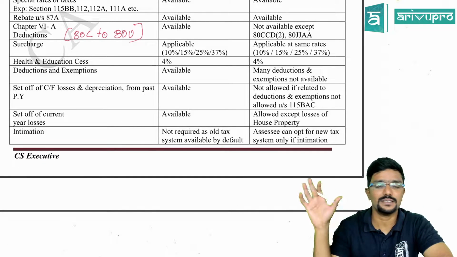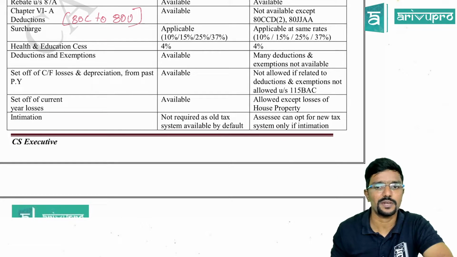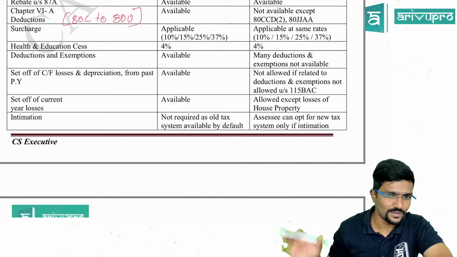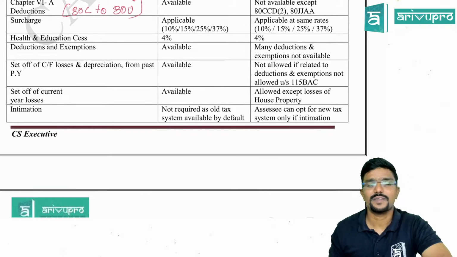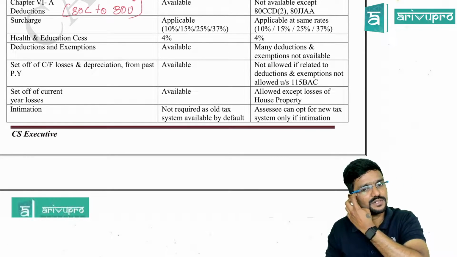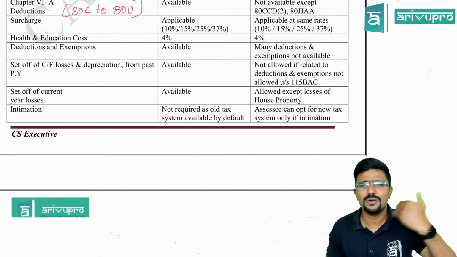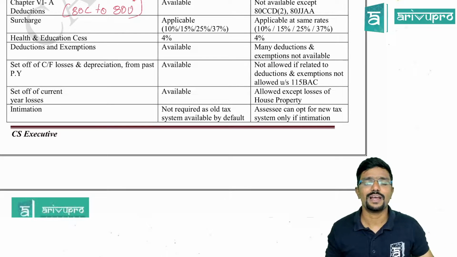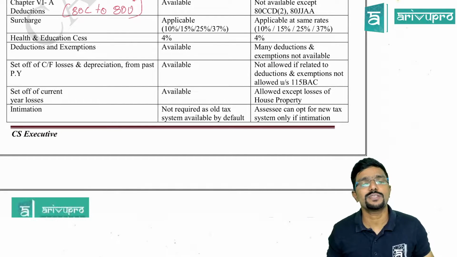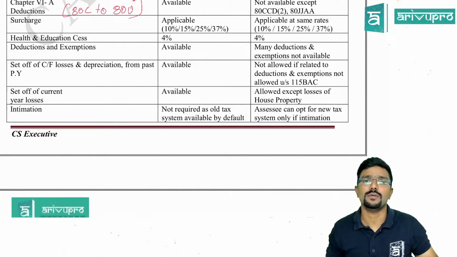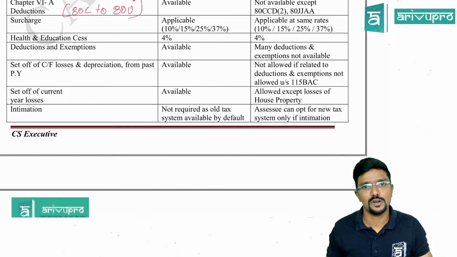Coming to surcharge, it is the same, no change. Health and education cess is also the same. Then there are various other deductions and exemptions which we calculate chapter wise, that is head of income wise. Under the old scheme, everything is available, whereas under the new scheme, most of them are not available.